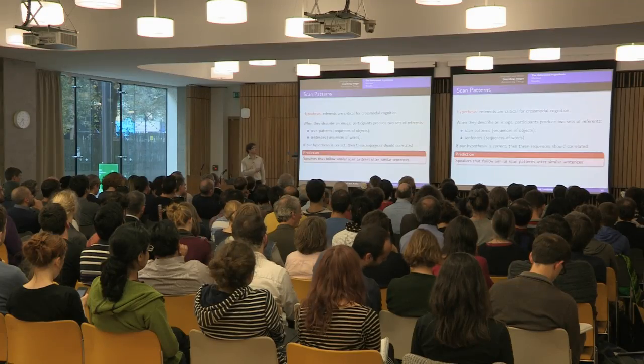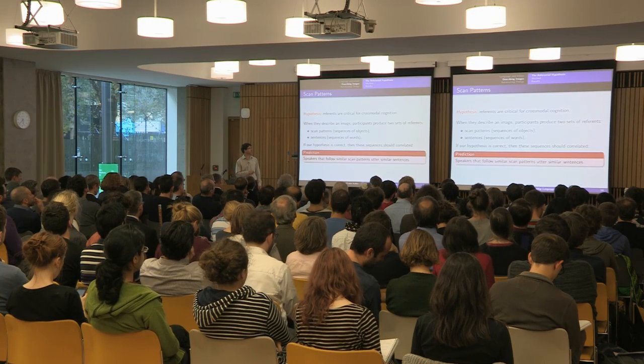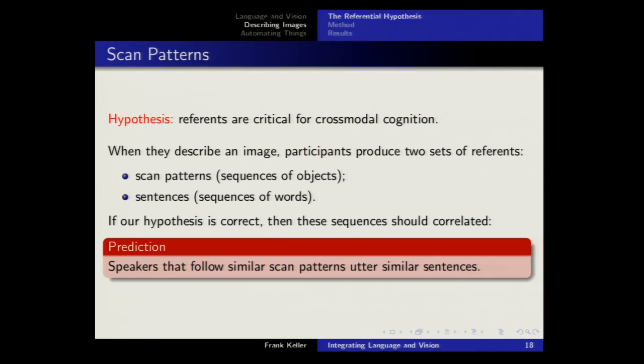So remember, we said references are critical for cross-modal cognition. And we saw that people produce two sets of sequences, scan patterns and sentences, when they describe an image. So our hypothesis now makes the following prediction, that speakers that follow similar scan patterns should also utter similar sentences. Okay, and that's now finally something that we can actually test experimentally.